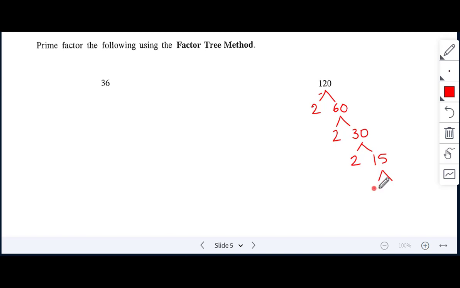factored into 3 and 5. And 3 and 5 are now prime numbers, so we can't factor any further. So our answer would be 2 times 2 times 2 times 3 times 5, which gives me 120.